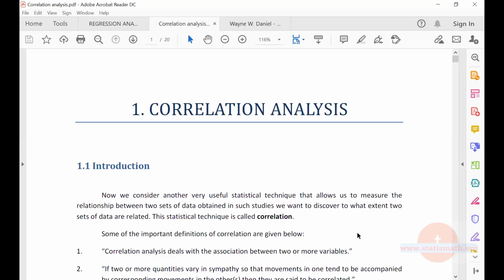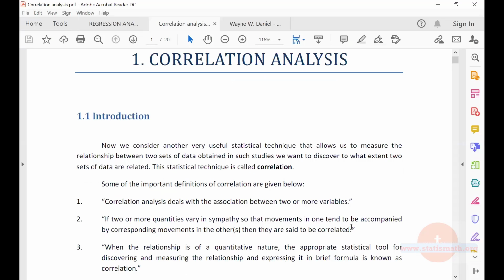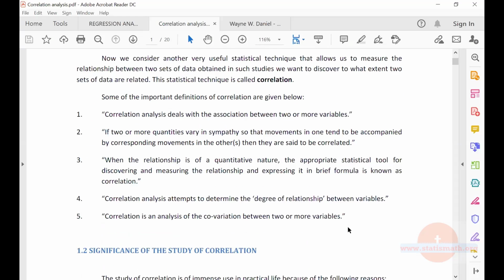Some of the important definitions of correlation are given below. Correlation analysis deals with the association between two or more variables. If two or more quantities vary in sympathy, so that movements in one tend to be accompanied by corresponding movements in the other, then they are said to be correlated. Okay, so there are some definitions about correlation. I want you to read them.